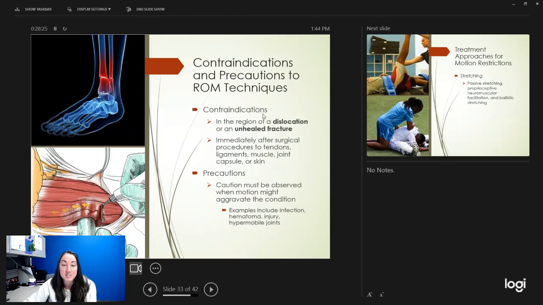Some of the contraindications and precautions to range of motion techniques. Contraindications: if they have a dislocation or an unhealed fracture, we don't do anything with that. We don't want to move a fracture further out of place and make it not heal right. We don't want to mess with a dislocation unless we're able to relocate it. So we're not going to test the motion in that area.